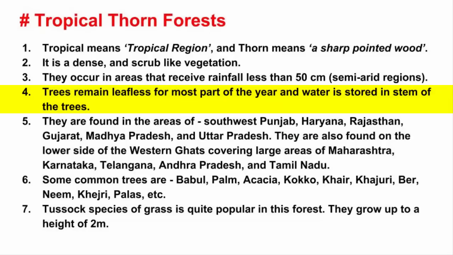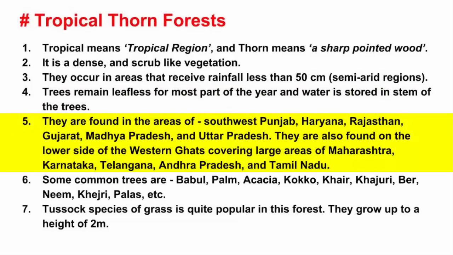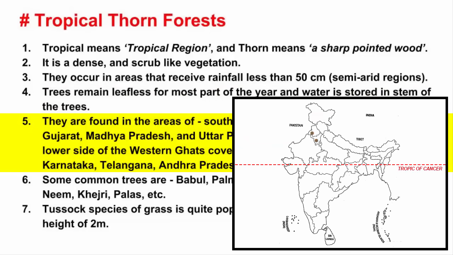Since we know that these forests are found at a location where the rainfall is less than 50 centimeter, that means that place can also be called semi-arid areas. It is not fully arid, it is semi-arid. That means these forests are found in the areas of Southwest Punjab, Haryana, Rajasthan, Gujarat, Madhya Pradesh and Uttar Pradesh.